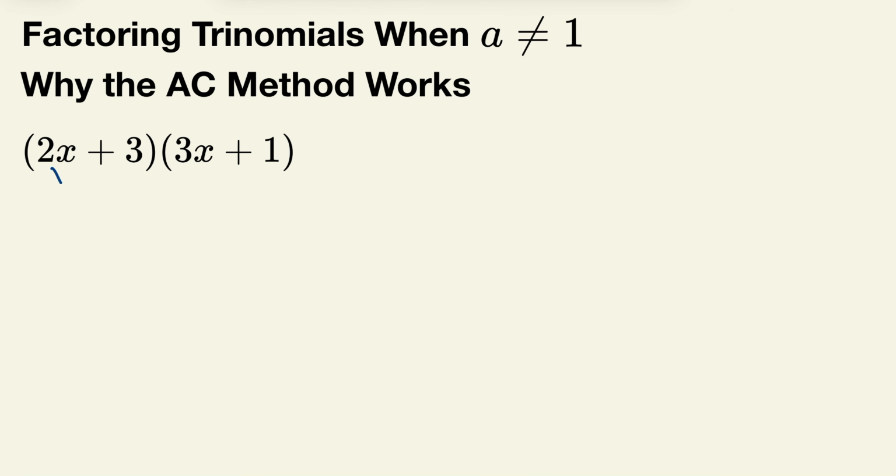So we have 2x times 3x, which is equal to 6x squared. And then we're multiplying 2x times 1, which is 2x. Next, multiply 3 times 3x, which is 9x. And of course, you're going to multiply 3 times 1, which is equal to 3.